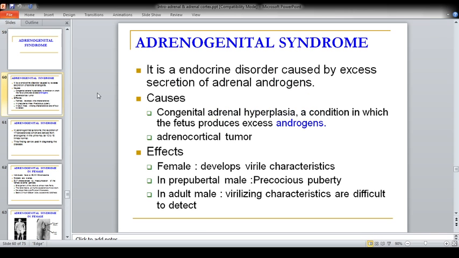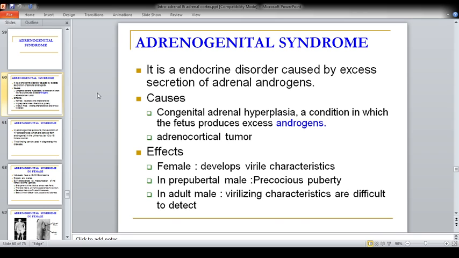So adrenogenital syndrome is an endocrine disorder that is caused by the excess secretion of adrenal androgens. Causes for this would be congenital adrenal hyperplasia. Hyperplasia means whenever there is over multiplication of cells. Hypertrophy means when the cell sizes are larger in an organ or in tissue, an increase in cell size, whereas increase in cell number is hyperplasia.